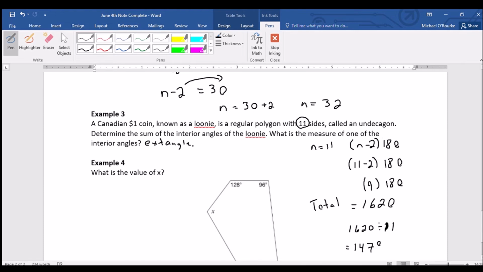Now to figure out our exterior angle, how many degrees are in the exterior of this shape? Well, that's simple. Any shape has 360 degrees in exterior. Now in this case, how many exterior angles do we have? It's got 11 sides, so we divide by 11. So 360 divided by 11 equals 32.7. So let's round to 33 degrees.